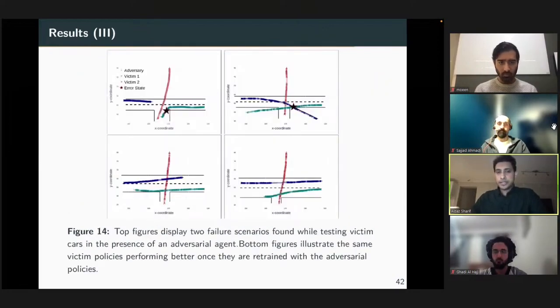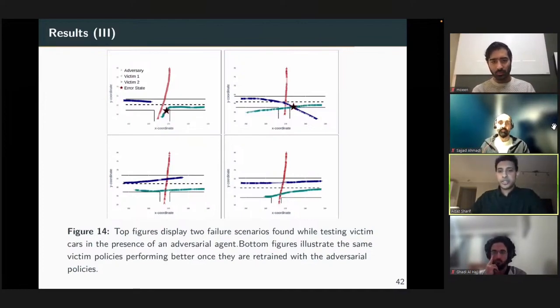And this is taken from one of the testing phases, where the top row shows the first step of our methodology, and the bottom row shows the second step. In the first step, we go through the testing phase, where in one scenario victim one failed by going off-road. And in the second picture, we see that the blue car, which is victim two, directly hits the footpath.